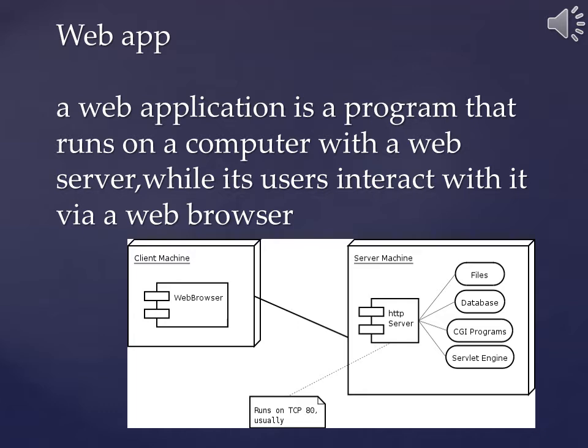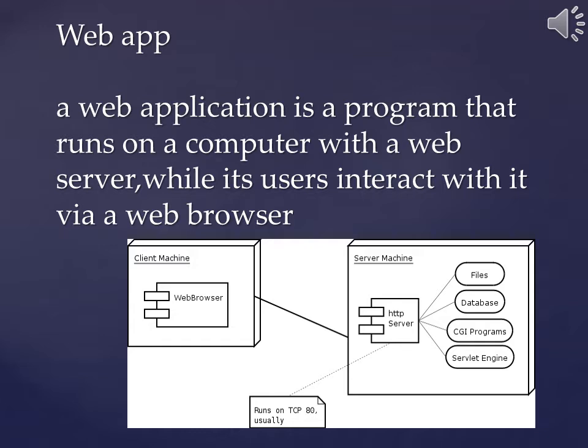Now, let's start. What is a web app or a web application? A web application is a program that runs on a computer with a web server while its users interact with it via a web browser. Or simply we can say that a web application is a client server software application in which the client runs in a web server.